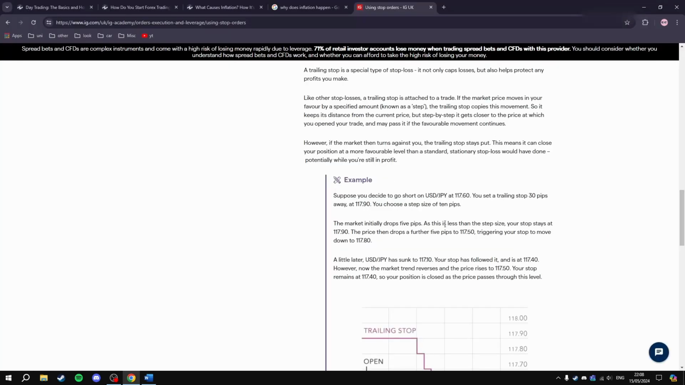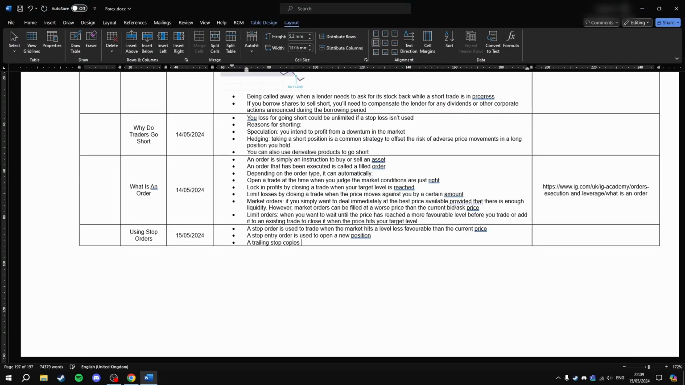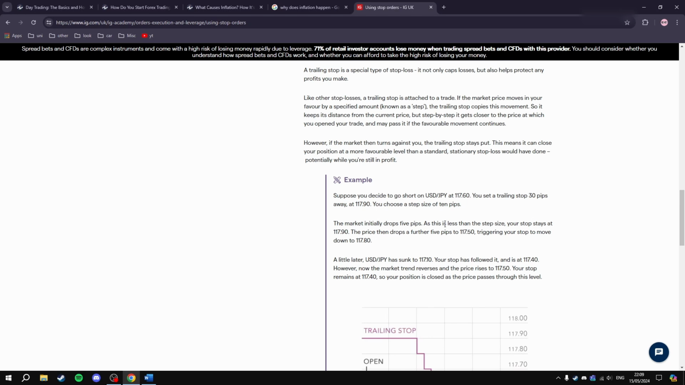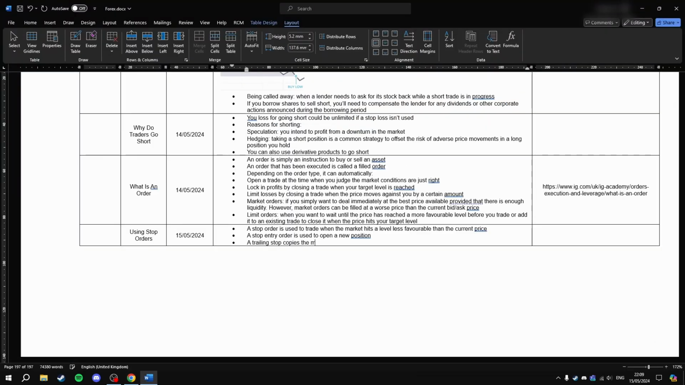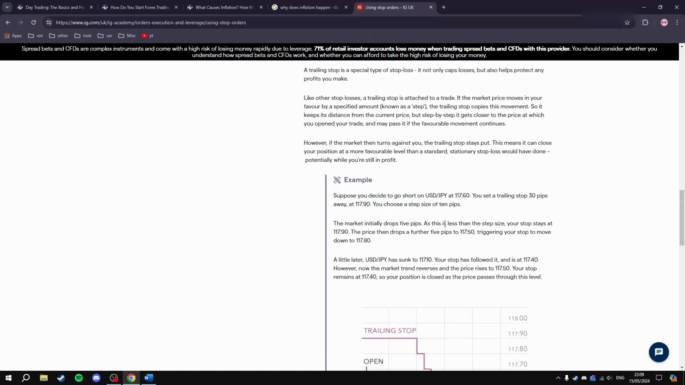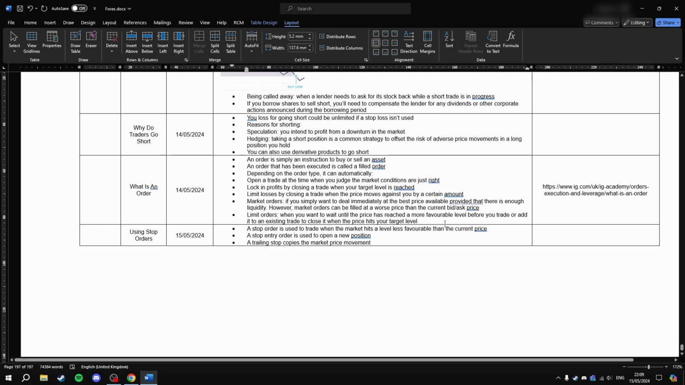A trailing stop copies the market price movement. However, if the market then turns against you, the trailing stop stays put. This means it can close your position at a more favourable level than a standard stationary stop loss would have done, potentially while still in profits. Copies the market price movement.